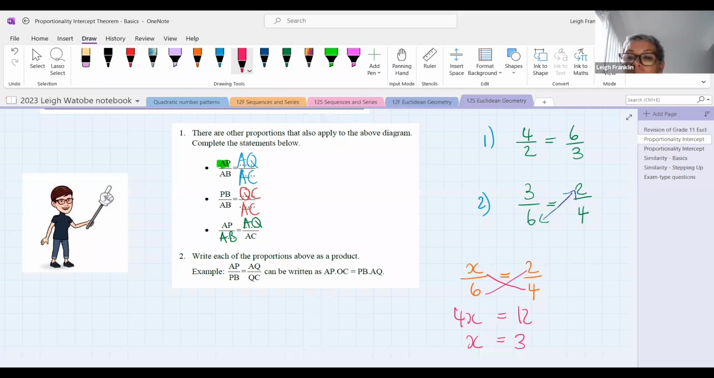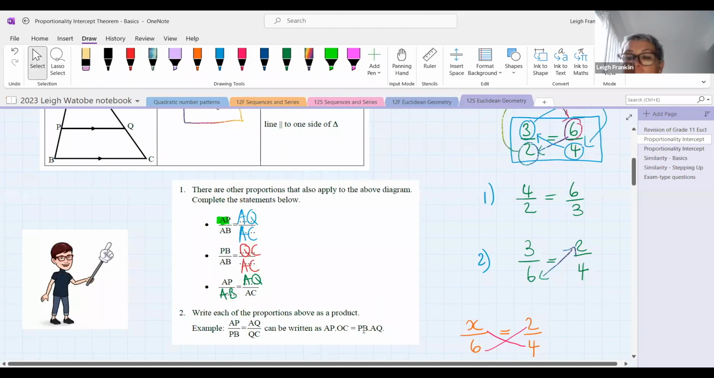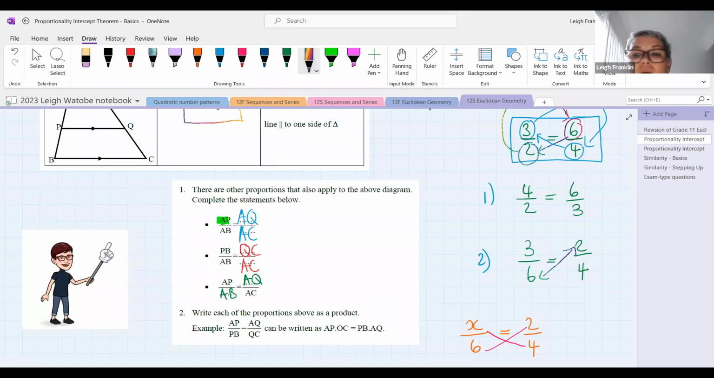So if we go back and have a look here, if I cross multiply, in other words, if I multiply 3 and 4 together, I get 12. If I multiply 2 and 6 together, I also get 12. So I'm also allowed to cross multiply my proportions. In the same way over here, 4 times 3 would give me 12, and 6 times 2 would give me 12. So you are allowed to cross multiply.